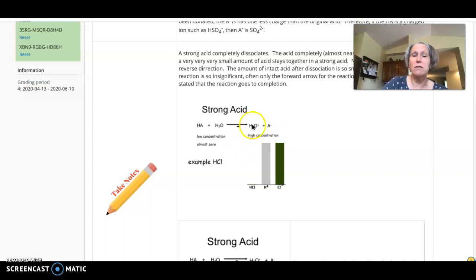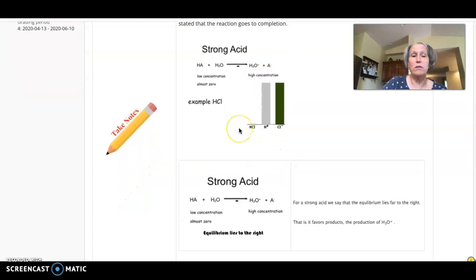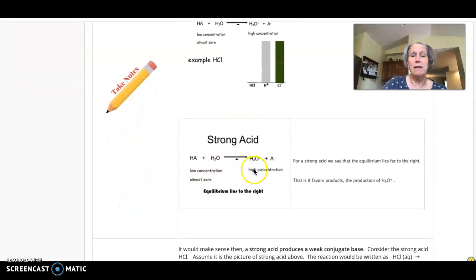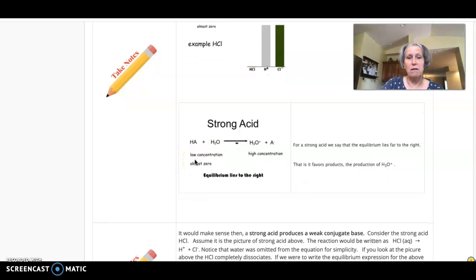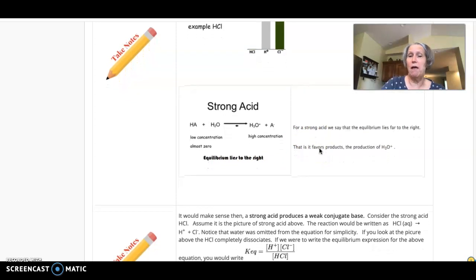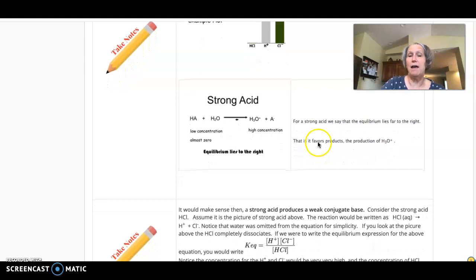So you have high concentrations of H plus or H3O plus and high concentrations of A minus, as we're representing here. Okay, so with strong acids, we say that there's a high concentration of products and almost zero concentrations of reactants. So we say that the equilibrium lies to the right. For a strong acid, the equilibrium lies far to the right and favors products.